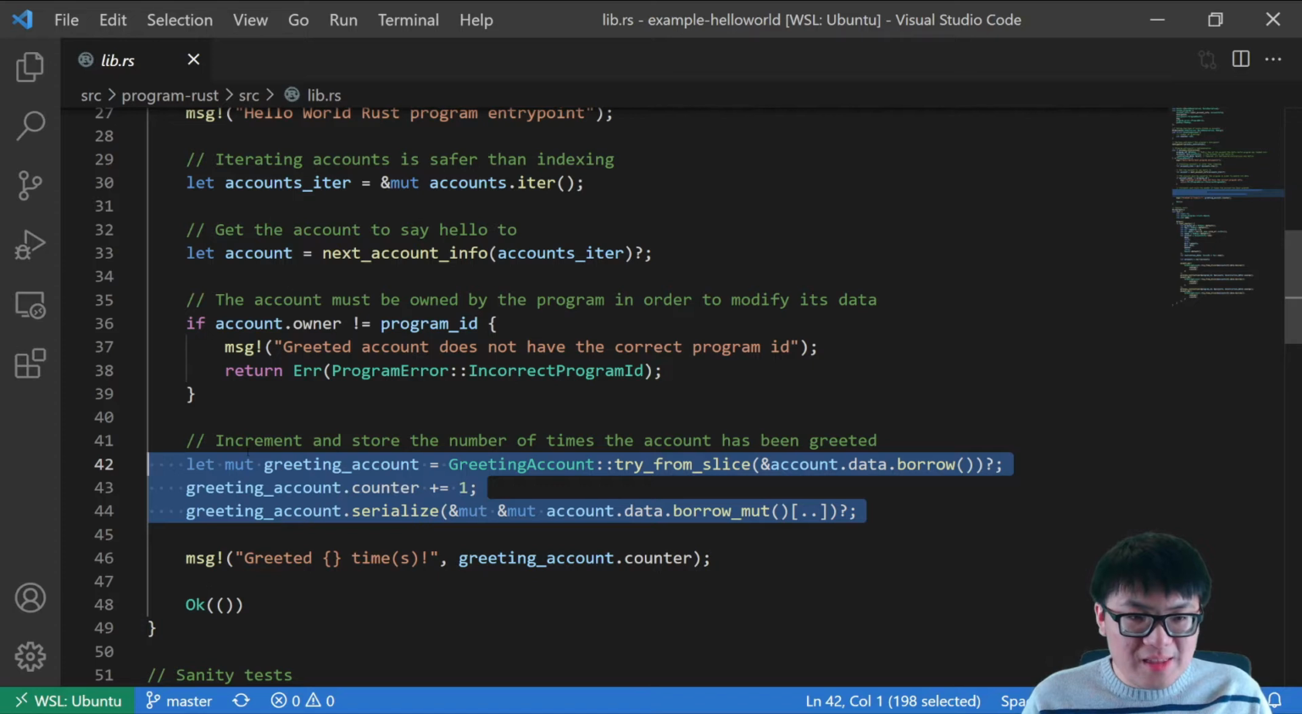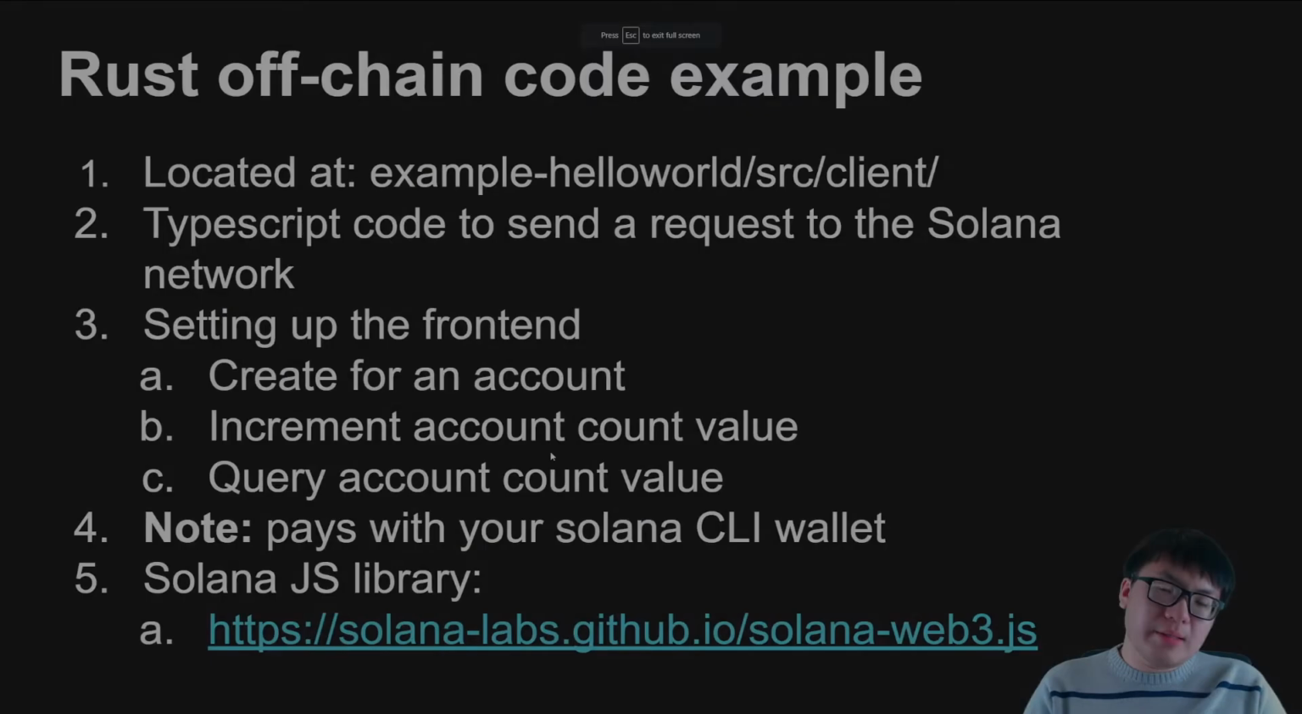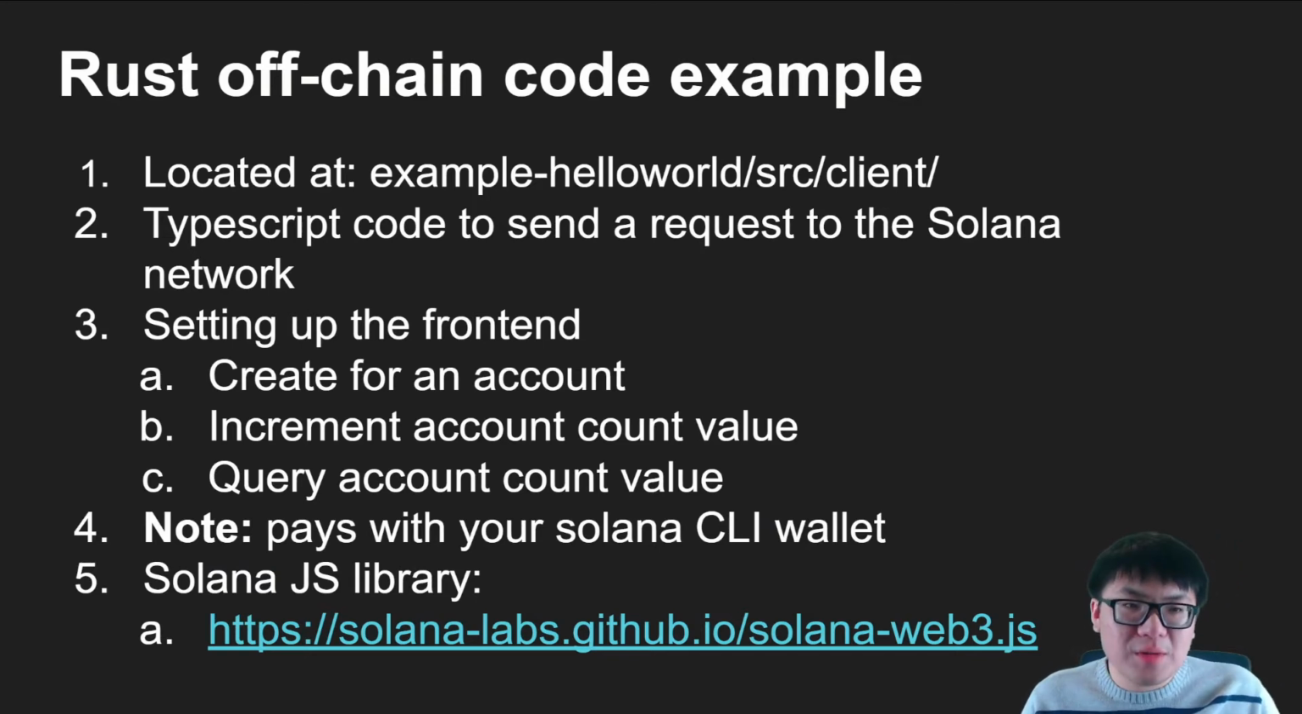So next up, let's look at the off-chain code that actually writes the transaction and sends it across the network to our Rust program. Now let's talk about the off-chain code. It's located inside the source client folder of our repo. It's TypeScript code that sends a request to Solana. The nice thing about this is the npm setup that we have just runs the code. It doesn't actually deploy a website or anything. We will look at updating that in future videos to create a nice little UI for us to use.